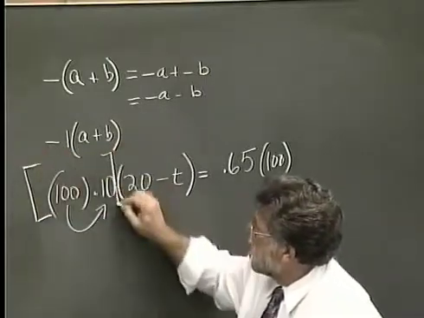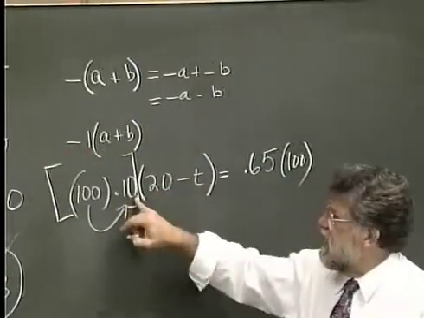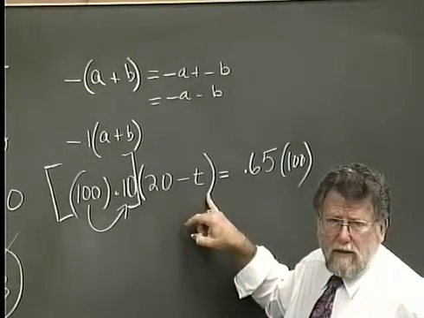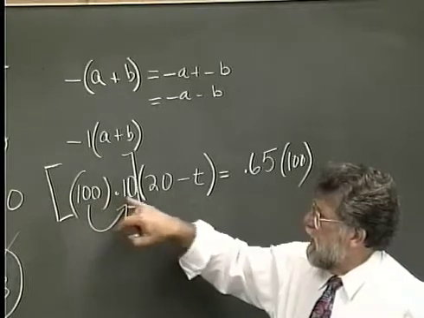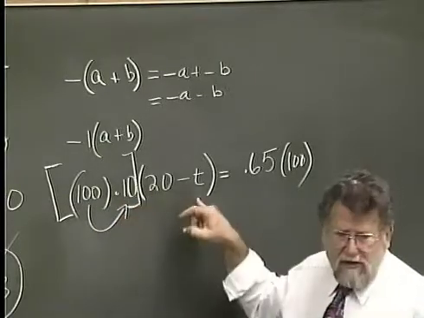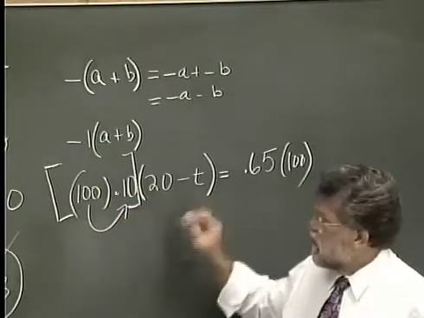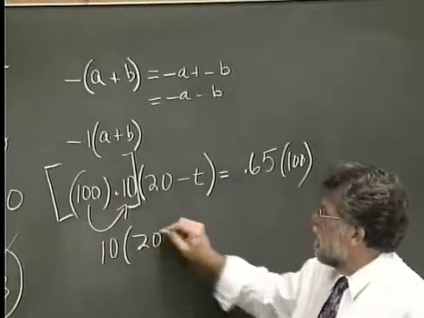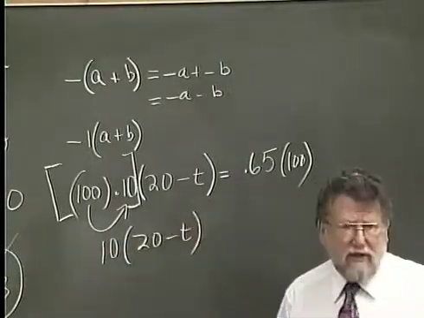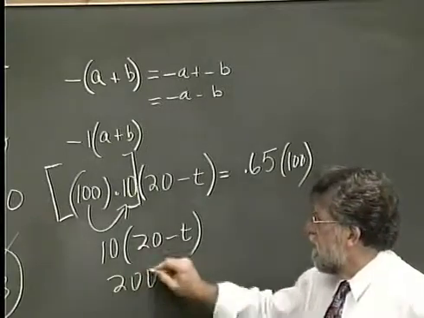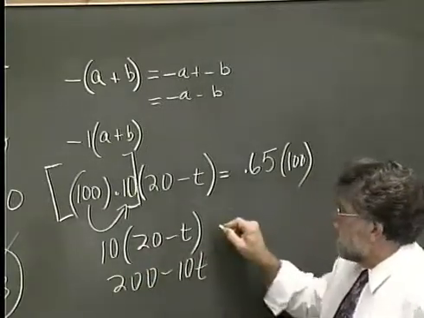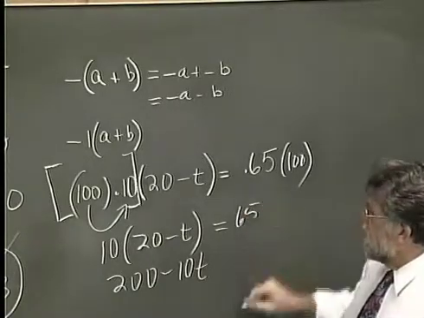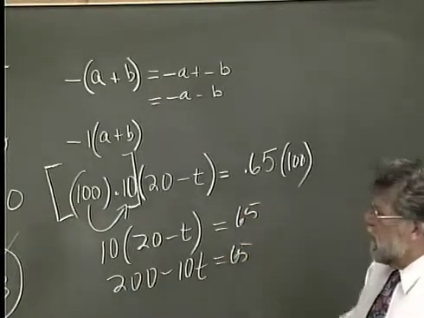I'm going to put brackets here. That's A, B, and this is C. That whole thing is C. So when I multiply 100 times 0.10, it has nothing to do with this part yet. So this becomes 10 on the left side. That then gets multiplied by the 20 minus t, giving me 200 minus 10t on the left side. The right side becomes what? 65. So I have 65 here.